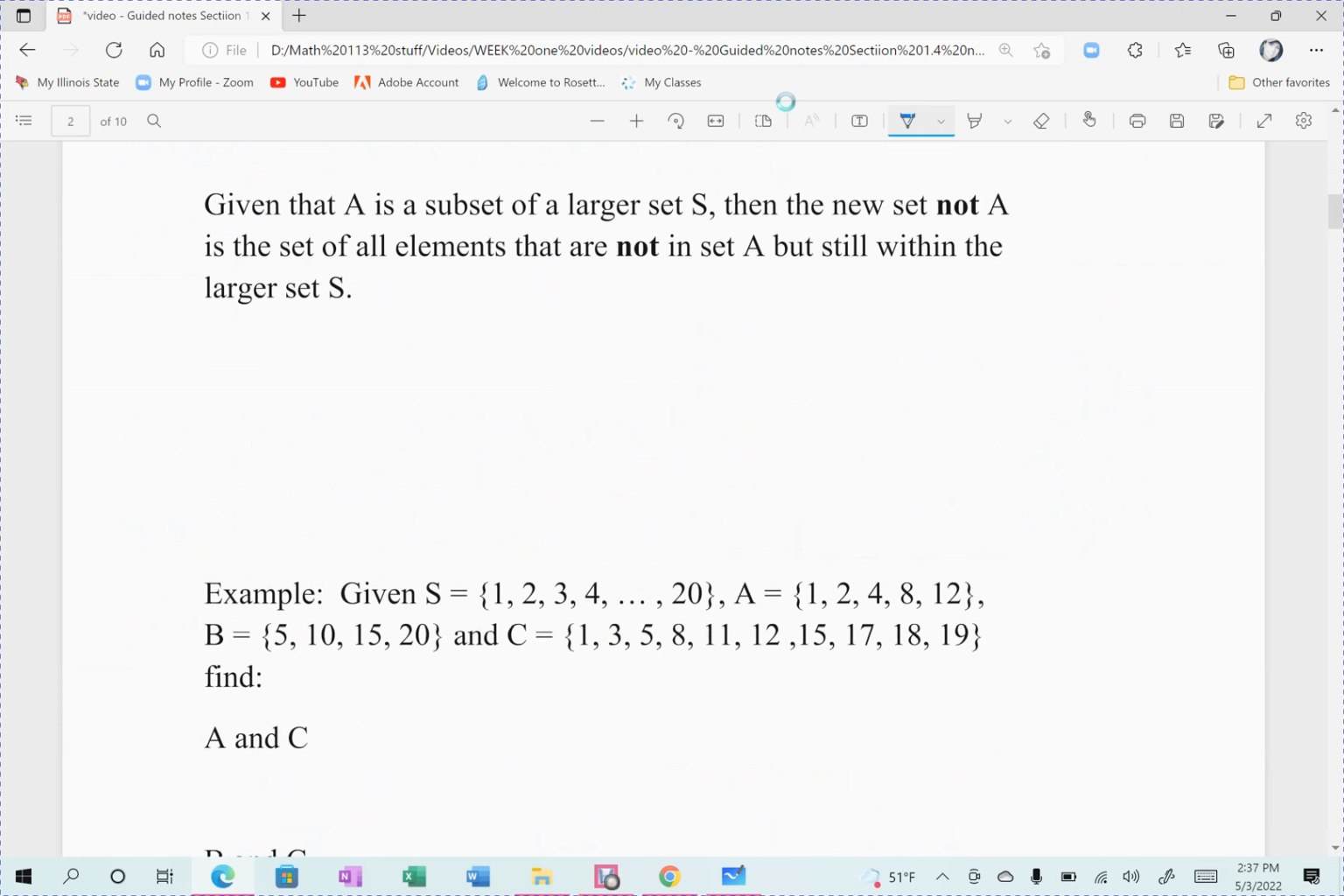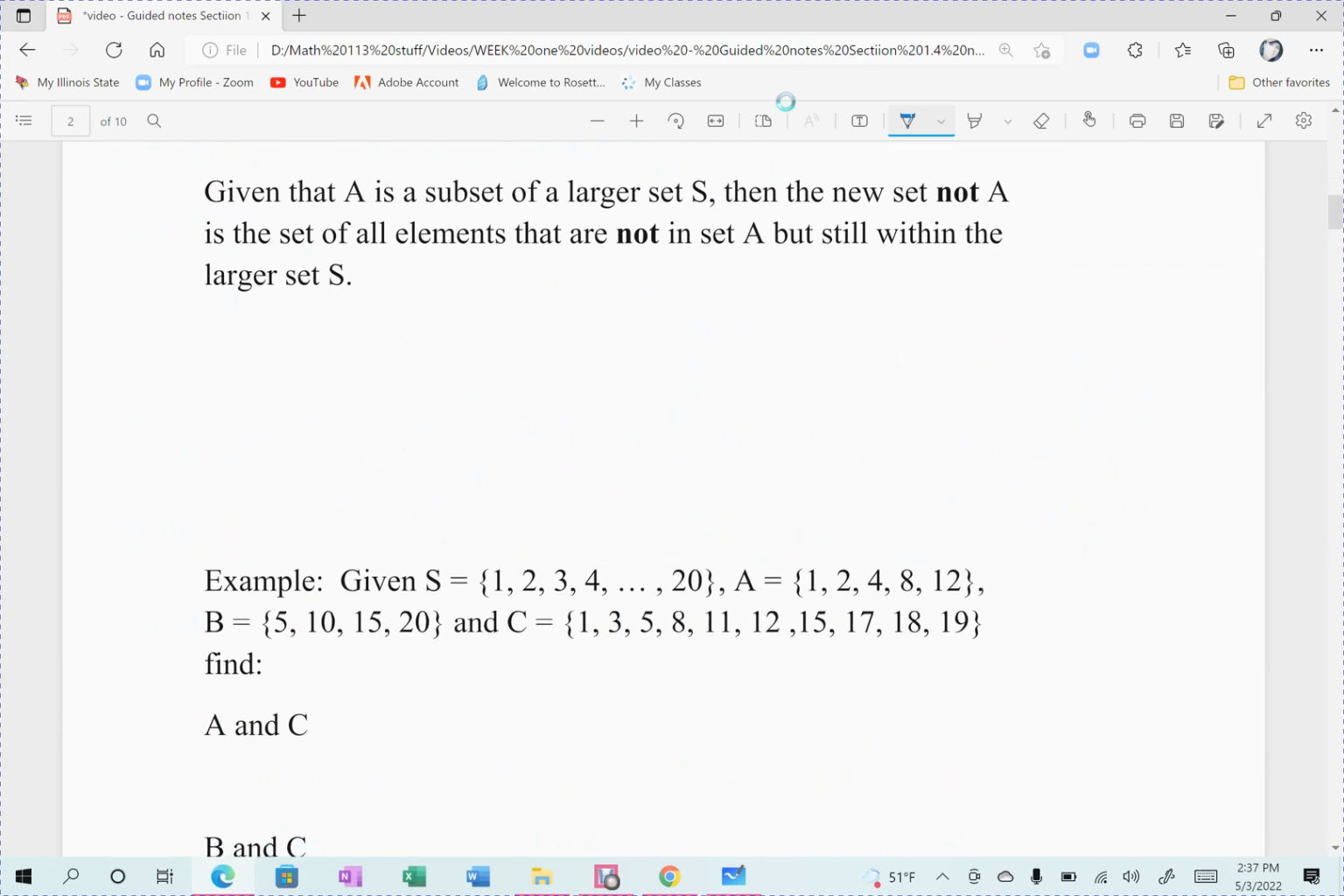All right, so a couple more examples. Given that set A is a subset of the larger set S, then a new set, not A, is the set of all elements that are not in set A, but are still within the larger set S. So this would be what we call the complement. We're not in set A, but we are in set S.